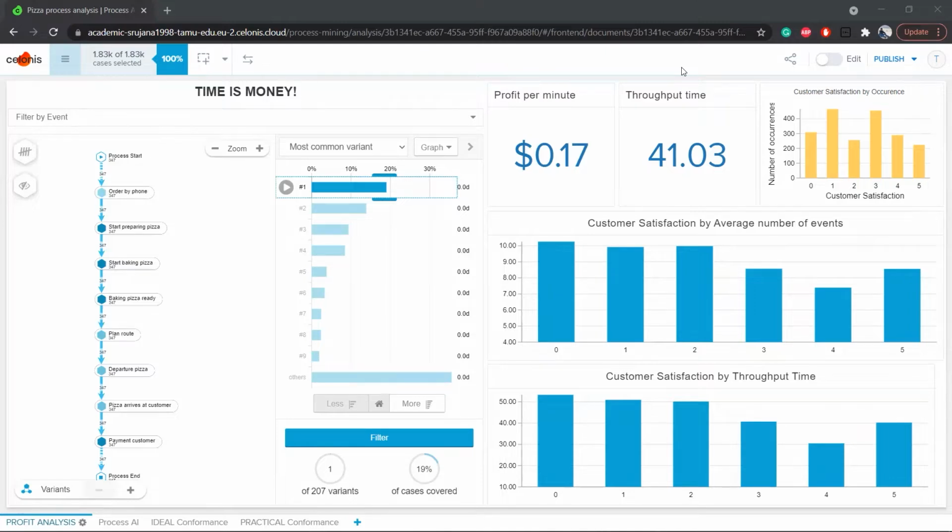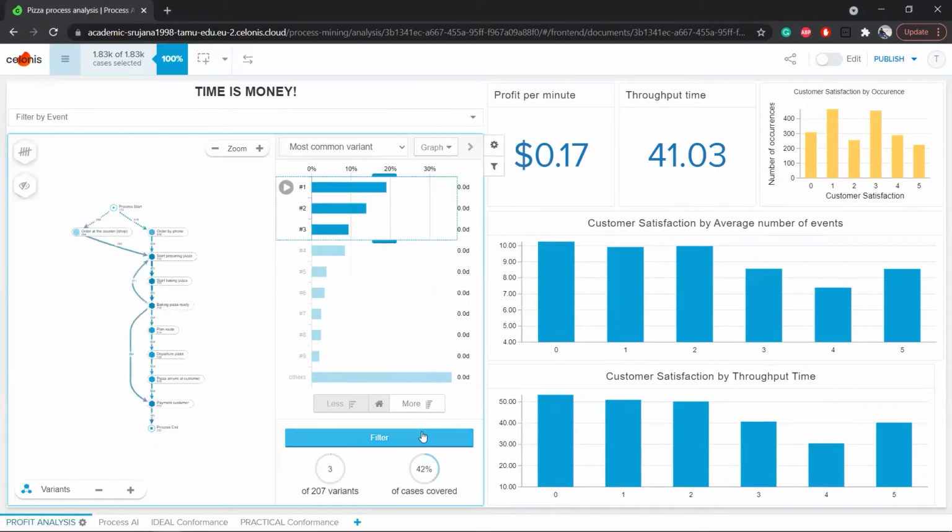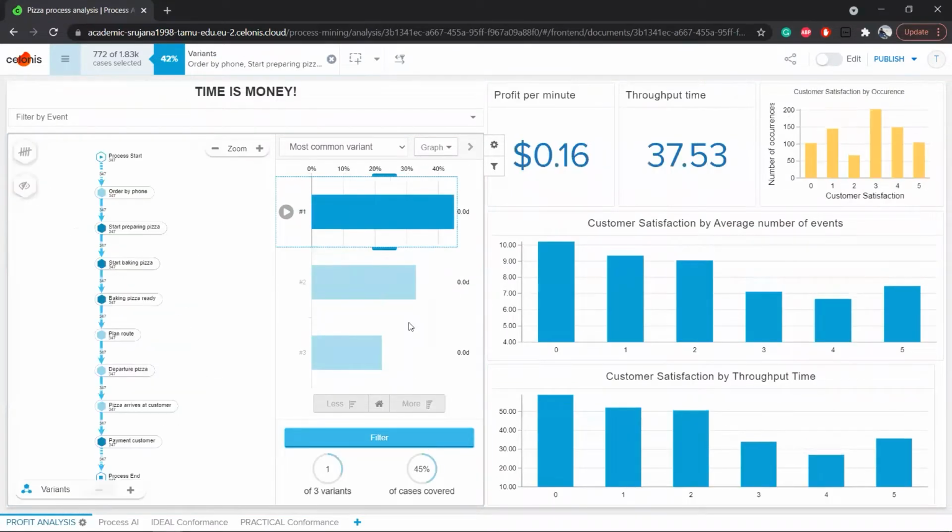All right, let's get started because time is money. So here we have the profit analysis where we calculate the profit per minute, throughput time, and customer satisfaction based on different things. Out of all the variants we have, as you can see, there are 207. The first one corresponds to 347 traces, and if you look at the top three, it corresponds to 772.